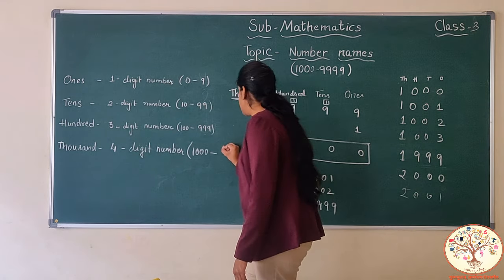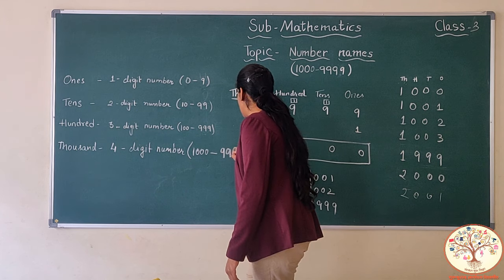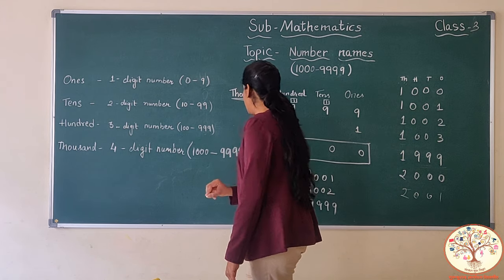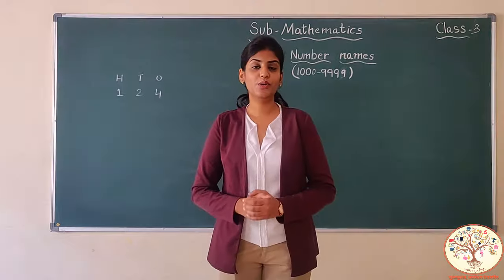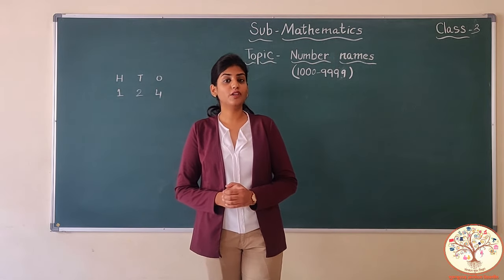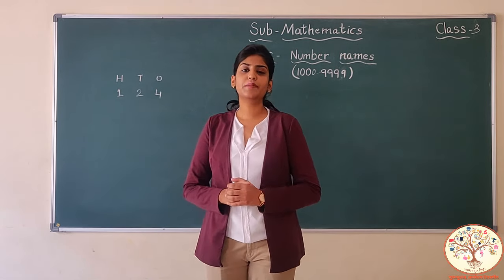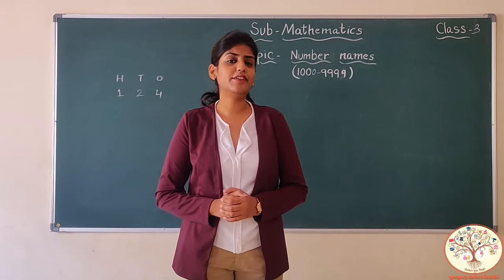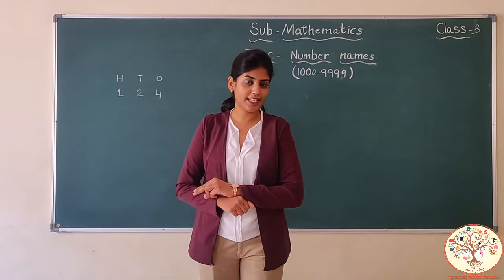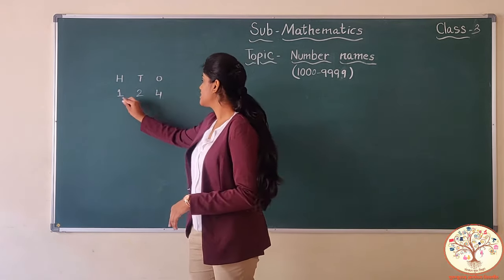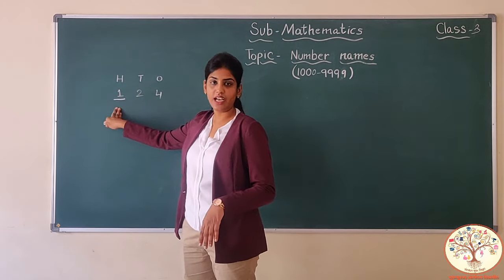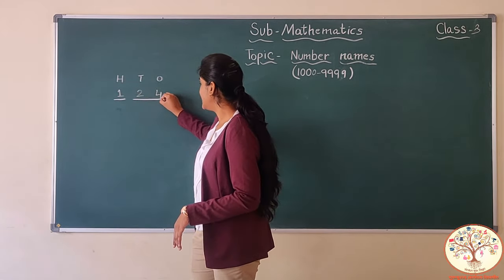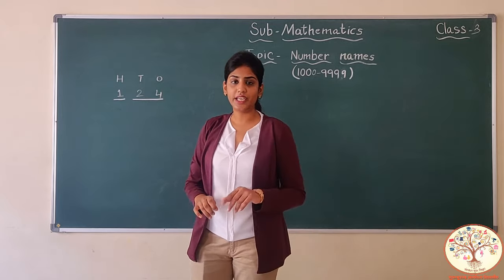So, the largest four digit number is 9999. Now, let's learn the number name for a four digit number. Do you remember when we learned the number name for a three digit number, we divided it into two parts. That is, the first part 100 and the other, tens and ones read together.